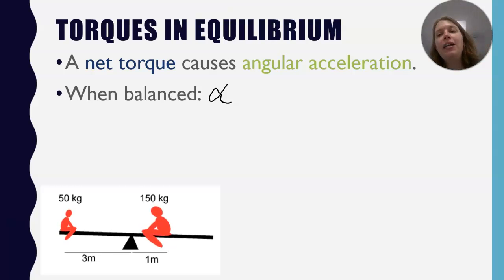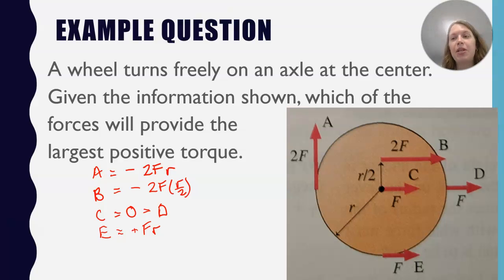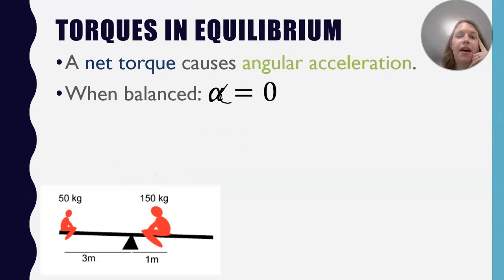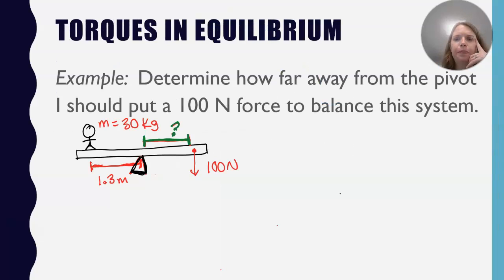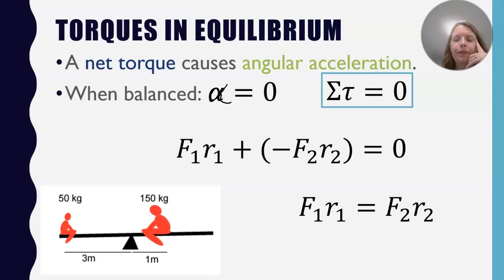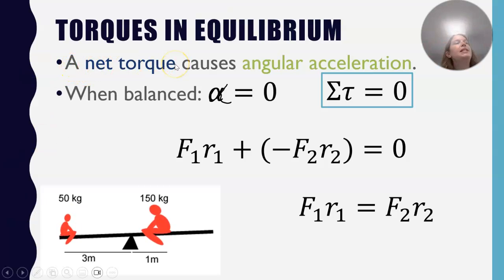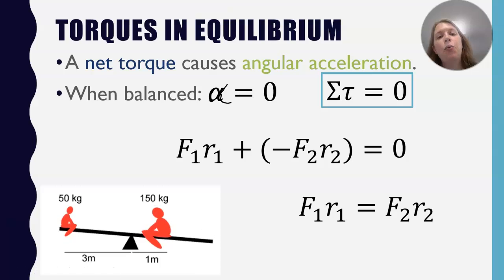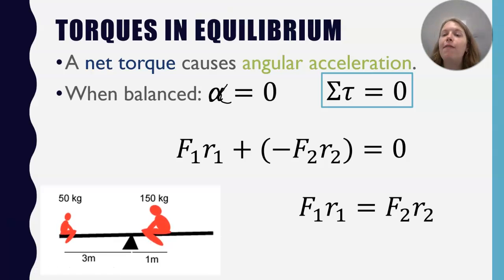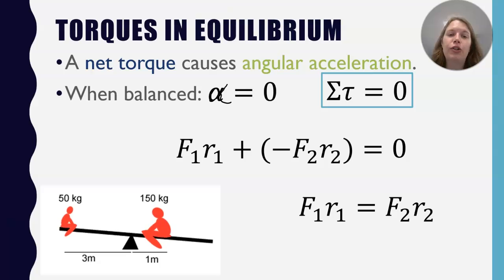So we can calculate torque with F times R, and we can calculate the sum of the torques by adding up all of the F's times R's. So if we look at equilibrium scenarios, in this case, the net torque is 0. It's balanced. So the big idea around torque in general is it's angular force. So a net torque causes angular acceleration, just like a net force causes linear acceleration.